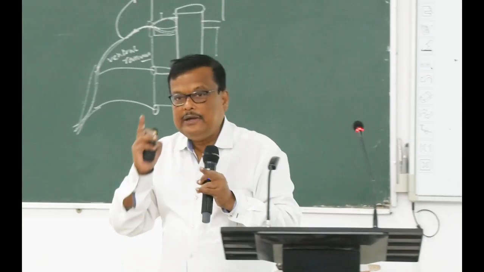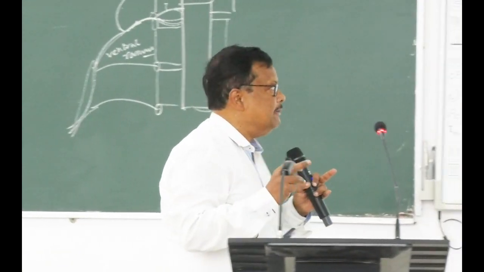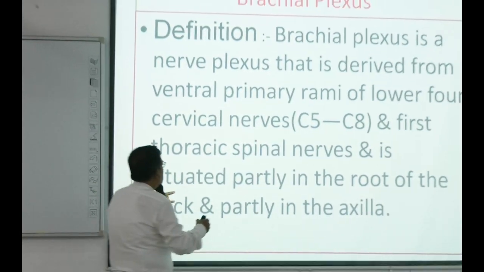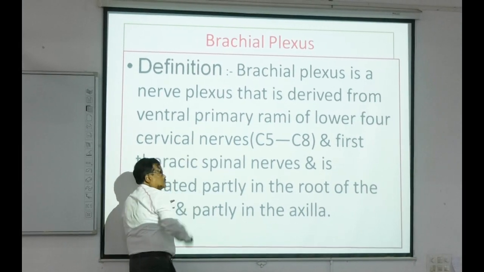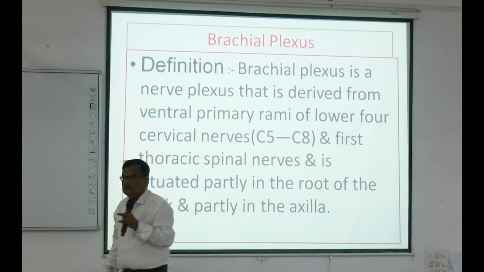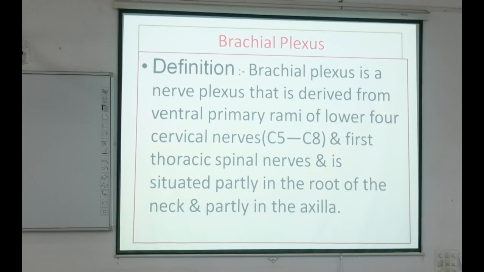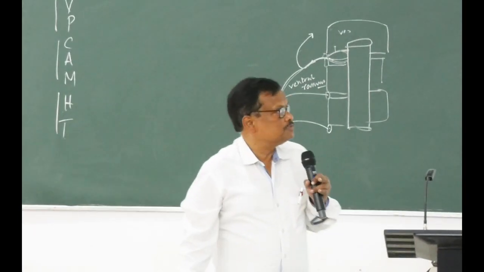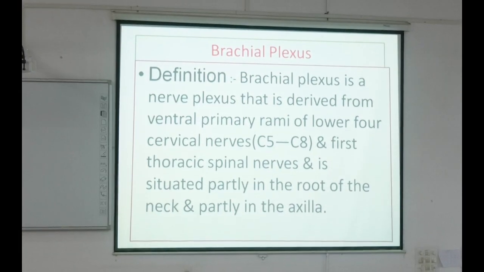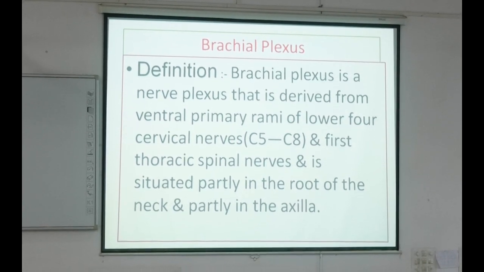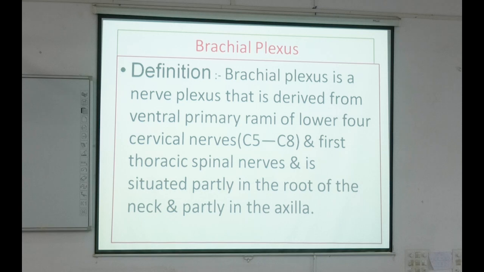No. Ventral rami of cervical 5 to cervical 8. This is another mistake I made in my writing here; it should have said spinal nerves. To be more specific, the brachial plexus is a nerve plexus that is derived from the ventral primary rami of the lower 4 cervical nerves and the first thoracic spinal nerve, C5 to C8 and the first thoracic spinal nerve, and situated partly in the root of the neck and partly in the axilla. That I have already told you.